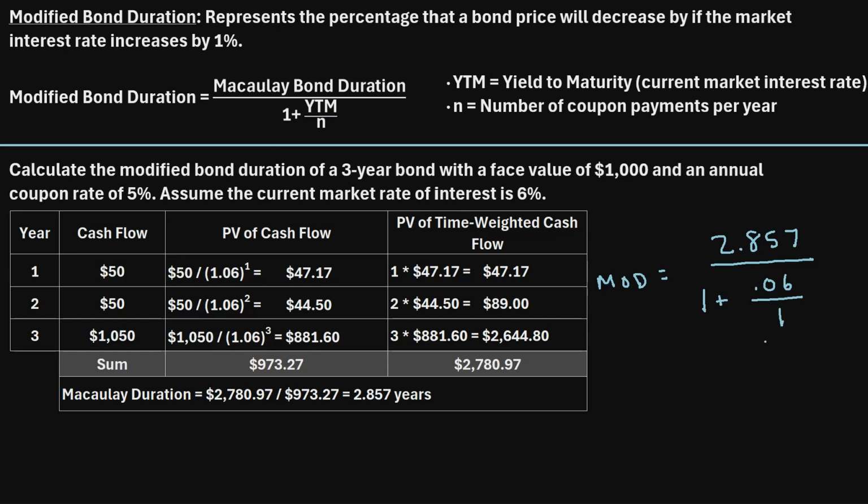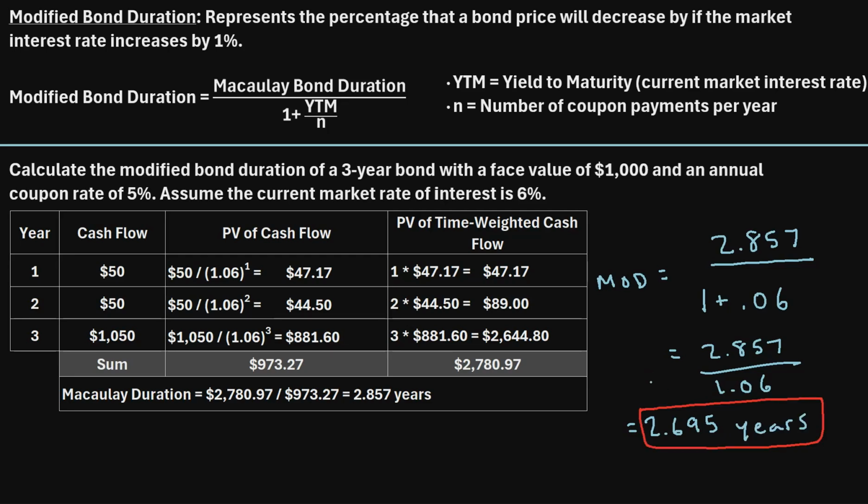So we'll write a 1 right here. So 0.06 divided by 1, this just becomes 0.06. So let's write that. For the modified bond duration, we just get 2.857 divided by 1.06. And that turns out to be 2.695, and our units would be years. So our modified bond duration would be 2.695 years for this particular bond.